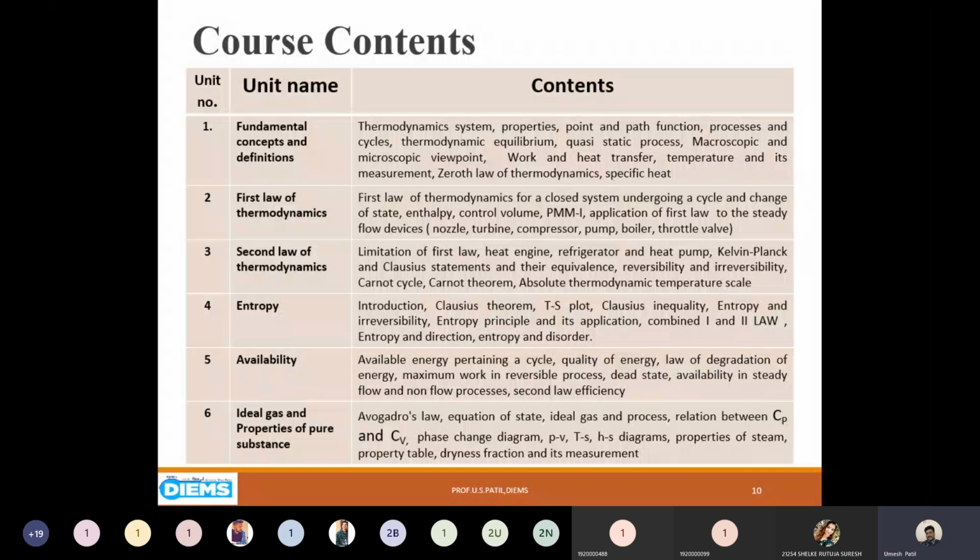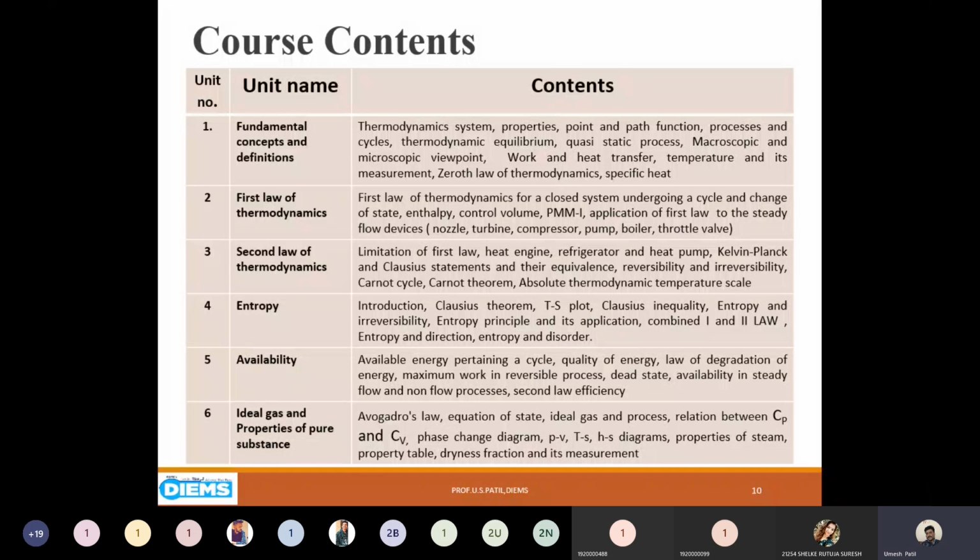Then again, I shared 2 ebooks with you: Engineering Thermodynamics by PK Nag, and Thermodynamics, A Classical Approach by Cengel and Boles. These are very good books for learning the course of thermodynamics. If you go for higher education, or if you want to appear in any competitive exam related to engineering, these 2 books are very, very important.